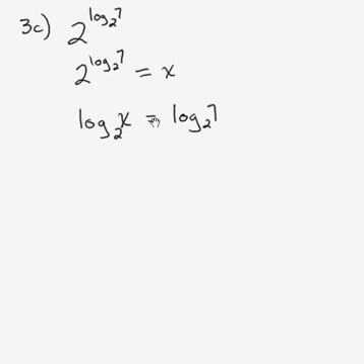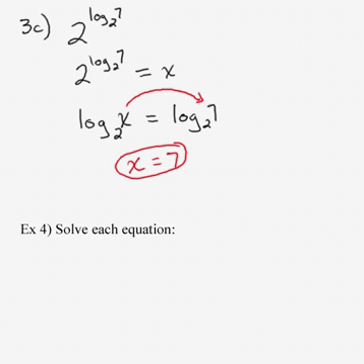Let's rewrite it in the logarithmic form. My exponent is the log of this number x base 2. Now, the only way these two quantities can be equal if they're both logarithms base 2 is if these numbers are the same, and that's another property of logarithms that we looked at the beginning of this lecture. So x must equal 7.